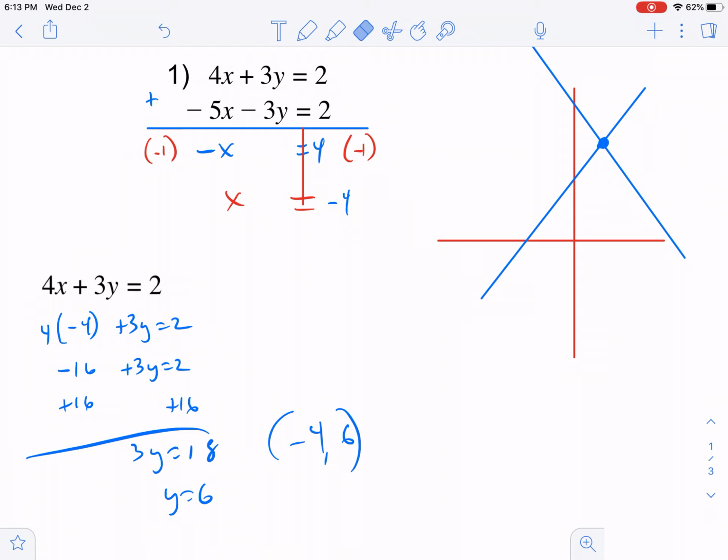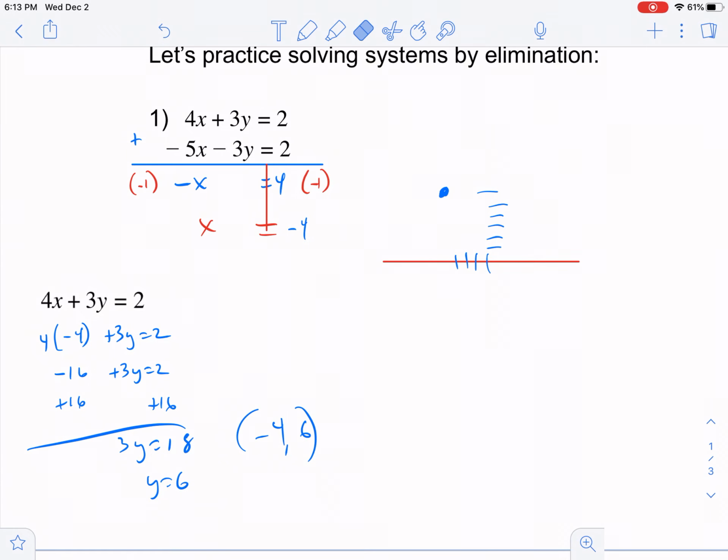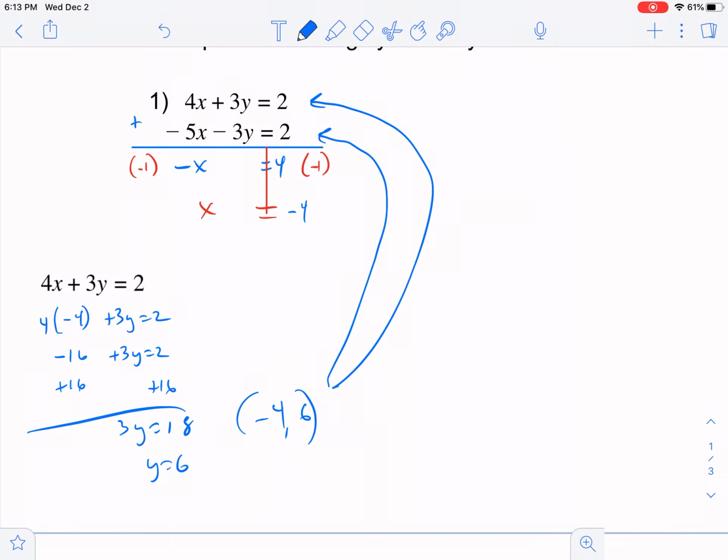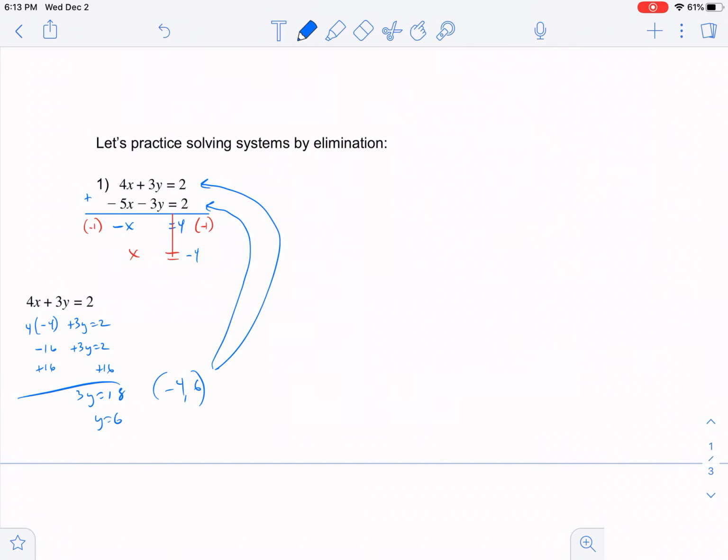So the reality is, this is not what it looks like. The reality is, it's going to be somewhere 1, 2, 3, 4, and 1, 2, 3, 4, 5, 6. I don't know what the lines look like, but I know they're going to cross through here. Negative 4, 6. You don't need to graph it. I'm just showing you. Don't worry about that. And that's it. That means that these two linear equations share the same points. Negative 4 and 6. We eliminated the y, and that allowed us to focus on the x's.